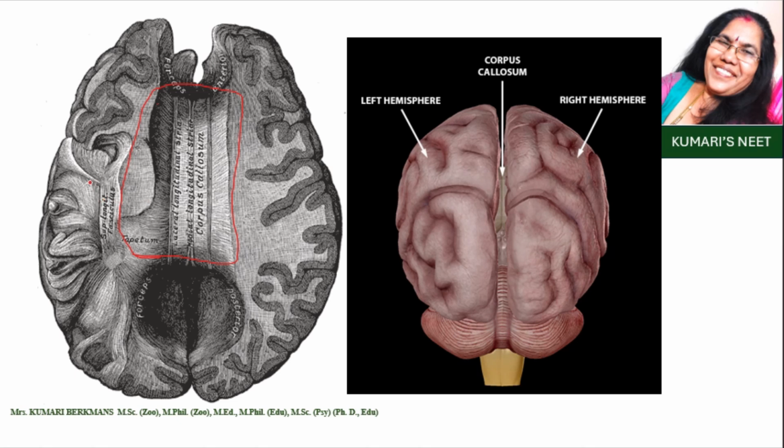This part is the corpus callosum, a bundle of nerve fibers which connects the left and right hemispheres at the base. Have you seen this? On the dorsal side there is a deep groove we can see, but at the ventral side these two are connected by a bundle of nerve fibers that is called the corpus callosum. Clear?